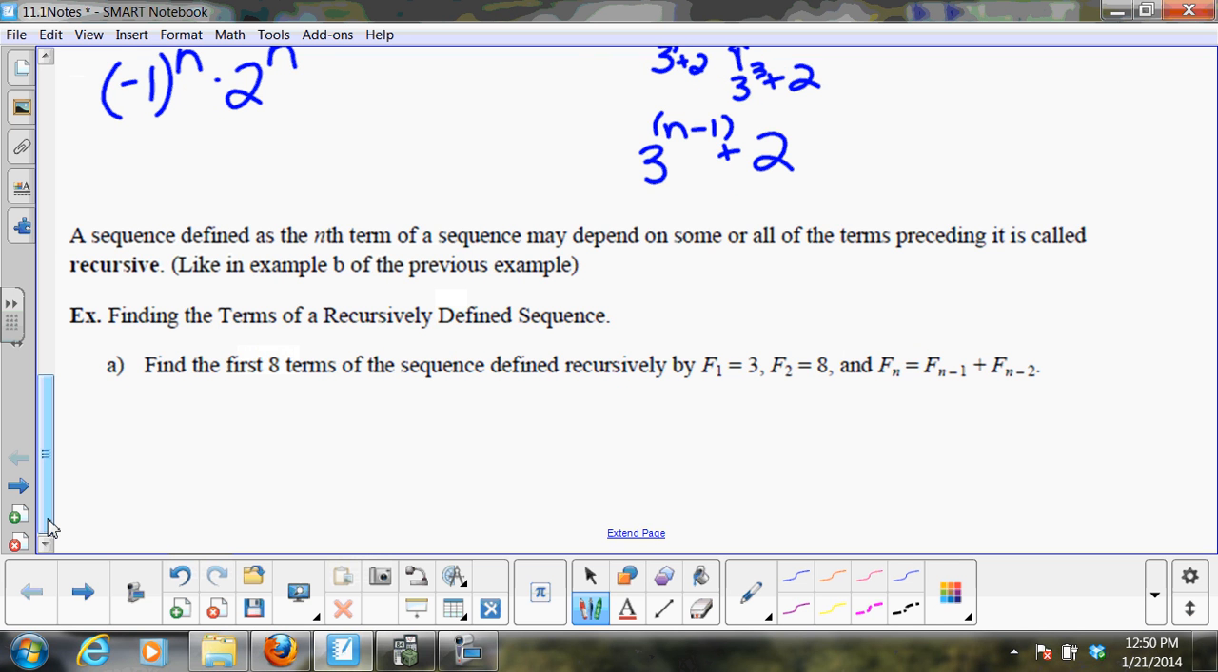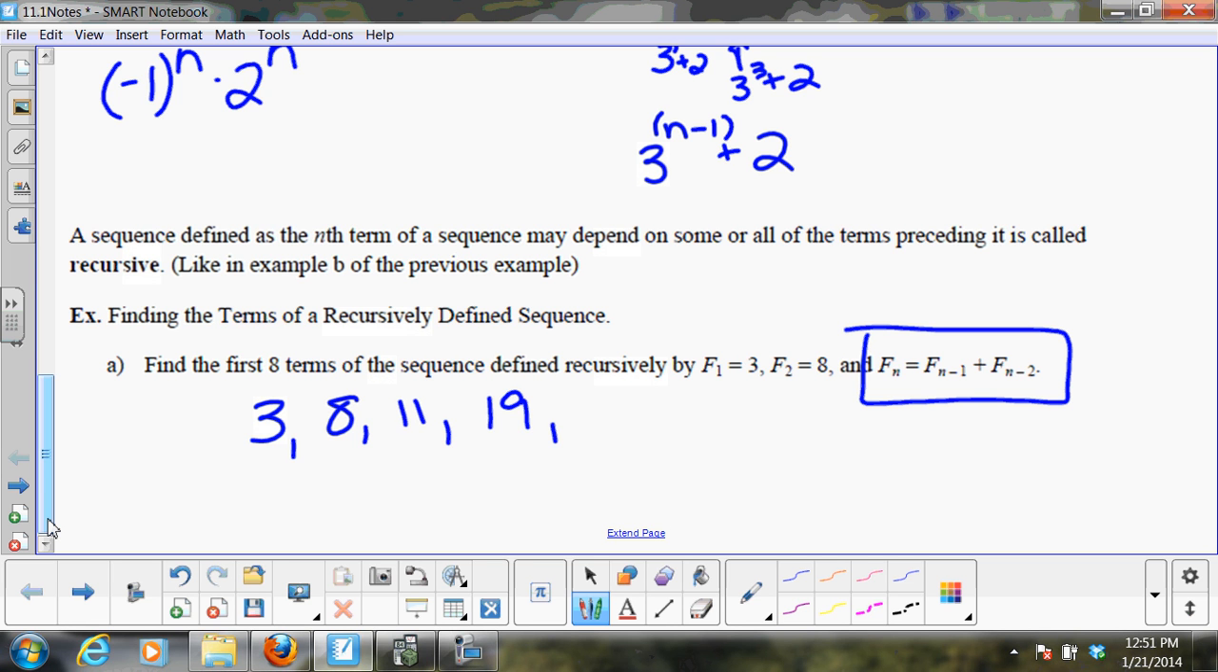A sequence defined by finding some or all of its terms from preceding terms is called recursive. Recursive is when you write a sequence using the preceding term. This is a recursive sequence right here, where they use the 2 preceding terms to get to the one that you want. So if I know the first is 3 and the second is 8, to get to the next one, we're just adding the 2 previous ones. So then we have 11. And then 8 plus 11 is 19. And so on with the pattern. We get 30, 49, 79, 128.